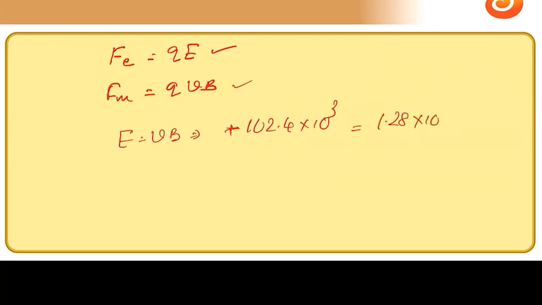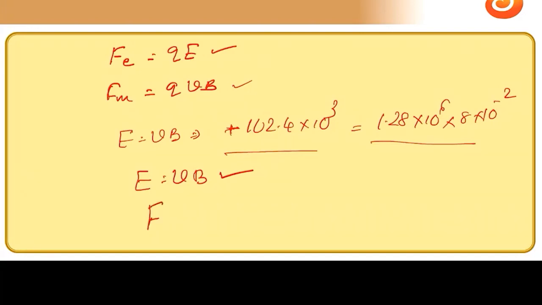1.28 into 10 to the power of 6, and B. What is the value of B? 8 into 10 to the power of minus 2. So you notice that these two are equal to each other. That means E is equal to VB is satisfied. If E is equal to VB is satisfied, the charged particle experiences zero net force.